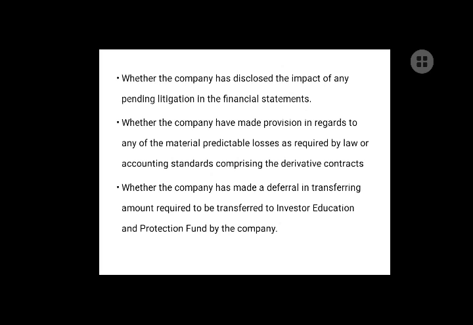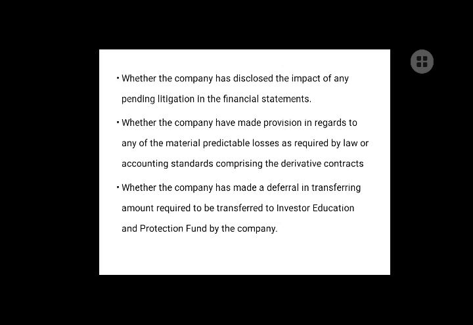Whether the company has disclosed the impact of any pending litigation in the financial statement. The auditor has to check whether the company has any financial litigations. If so, its impact on the financial statement should be disclosed, because the financial statements are the communication way or media towards the shareholders.